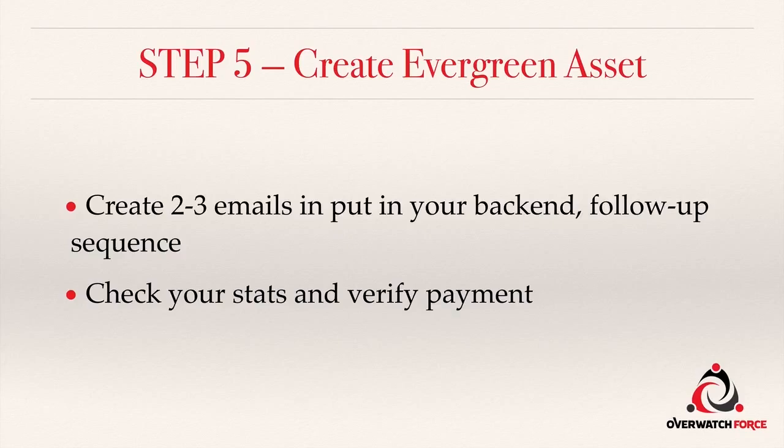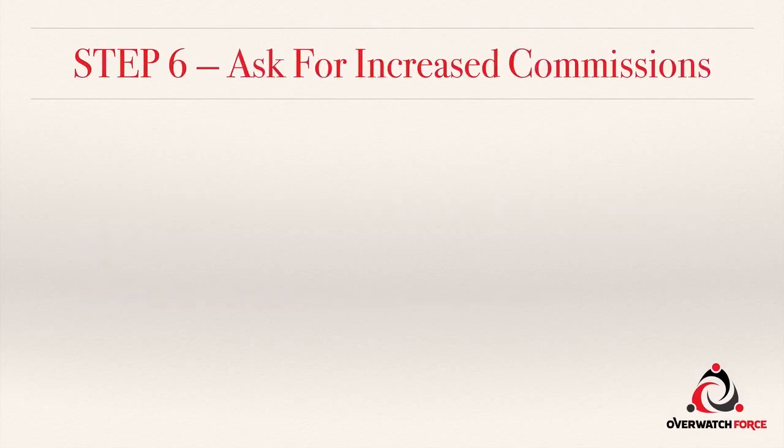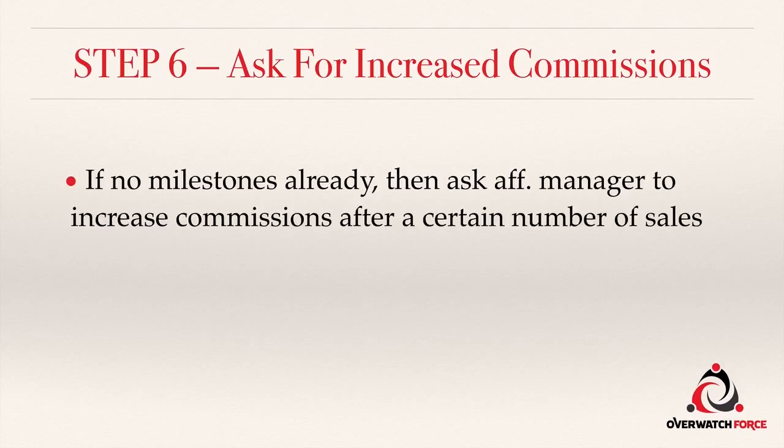Step 6, ask for increased commissions, okay? Usually big affiliate programs, they already have milestones. Like, okay, if we were paying a 25% commission, when you reach $1,000 in sales or $1,000 in commissions, we're going to bump you up to 35%. You reach 10,000, we bump you up to 50%, whatever the case is.